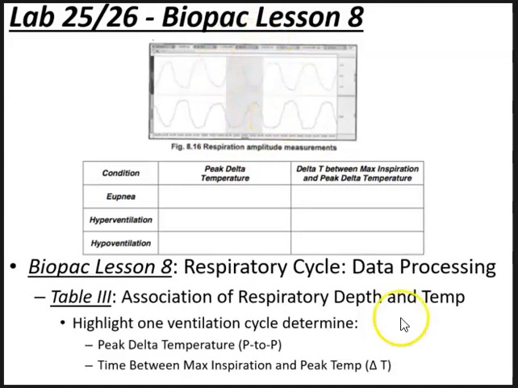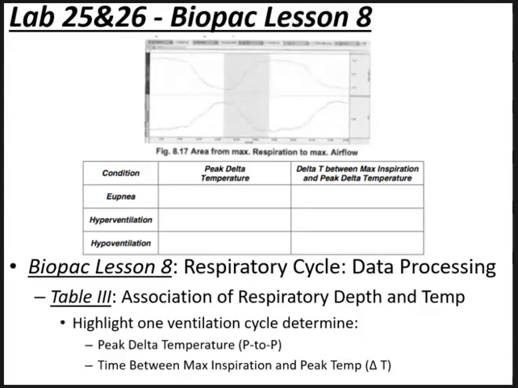So how do we do that? If we highlight one respiratory cycle and then make it a little bit bigger, then we can figure out these values. So the peak delta temperature is the point where there is the greatest change in temperature, and it's measured as the peak-to-peak change in temperature.